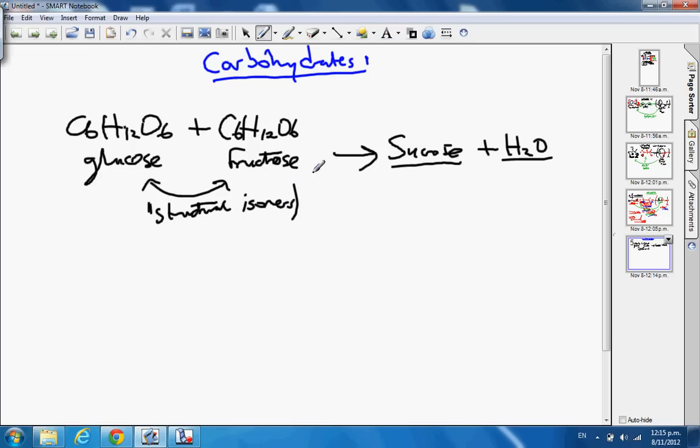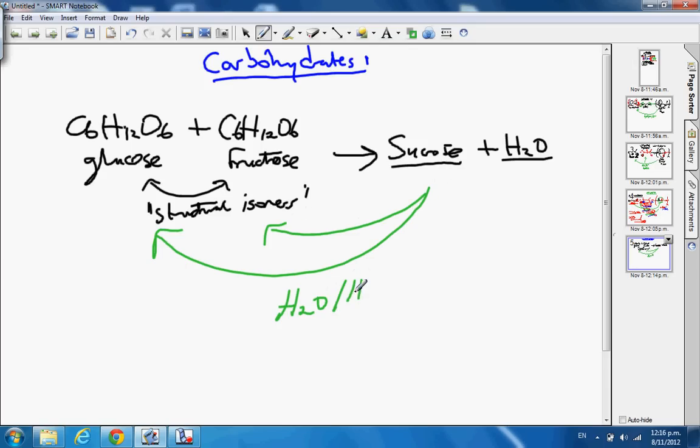And also, to get back from your sucrose to your component monomers, you want to subject it to hydrolysis, so acidic hydrolysis. And that completes my review of peptides and condensation polymers.